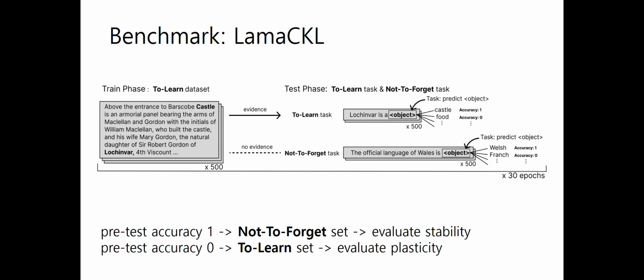In the testing phase, we train theta on the documents in the to-learn set while measuring accuracy on the questions from both the to-learn and not-to-forget sets at each epoch. To-learn accuracy increased from 0 to 1, while not-to-forget accuracy decreased from 1 to 0. Each result now represents plasticity and stability respectively.